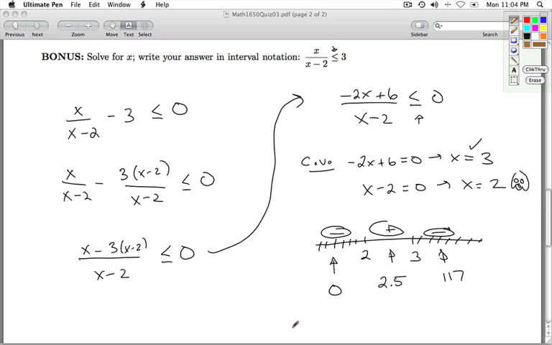And so my final answer is going to be, in interval notation, parenthesis negative infinity to 2 parenthesis, union bracket 3 to infinity. And that'll do it for the bonus, and that'll do it for quiz 3.